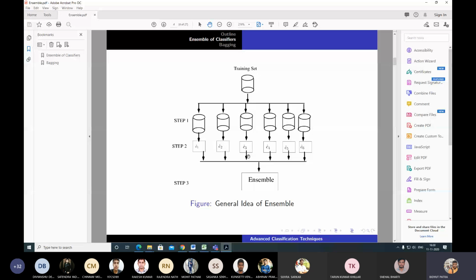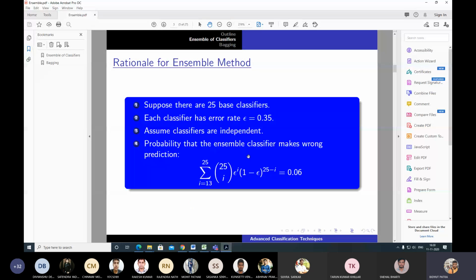Maybe I can show you some statistics here. Suppose there are 25 base classifiers. That means instead of a single classifier, you now have 25 classifiers. And as I said, a classifier must be better than a random classifier.